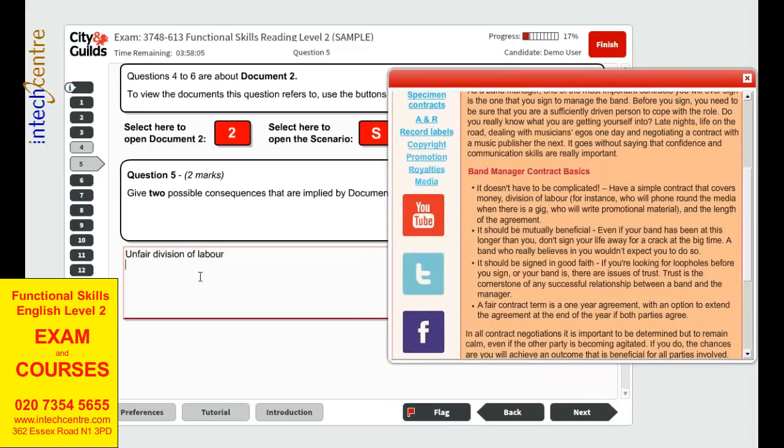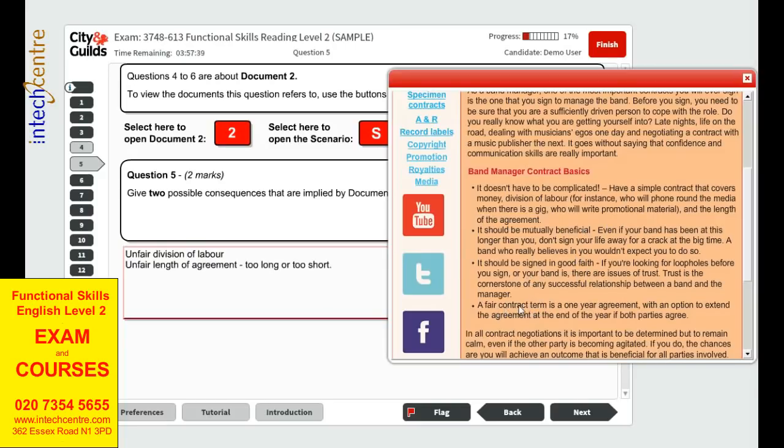Also, here the length of the agreement, unfair or unequal, unfair length of agreement. Again, too long or too short. So the contract could be not to the benefit of the band manager. It could be a too long of a contract or too short of a contract.